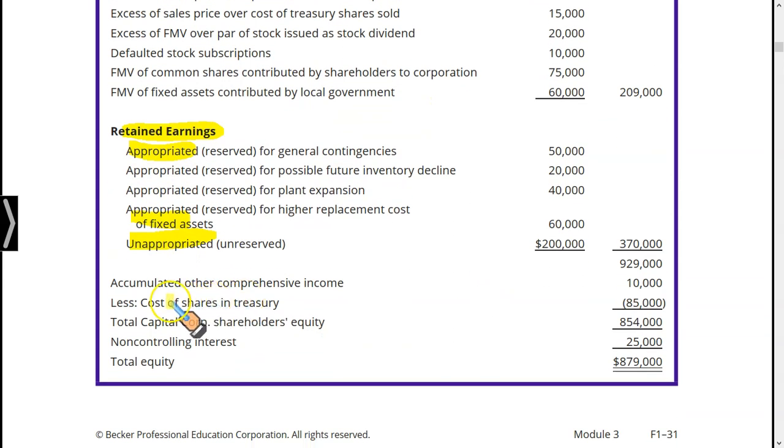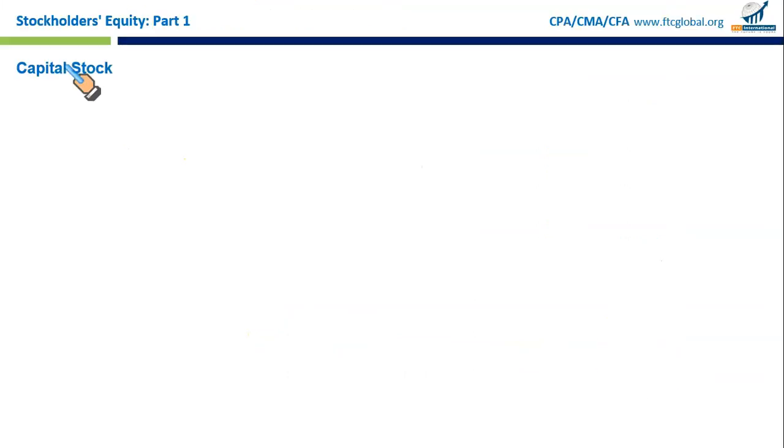And then you show accumulated other comprehensive income, which we discussed in the income statement, and then any treasury stock, the company's own stock which the company has purchased. Then it shows you the total shareholders' equity of the parent, and then non-controlling interest, which we will discuss in the coming consolidation. So this is the total equity.